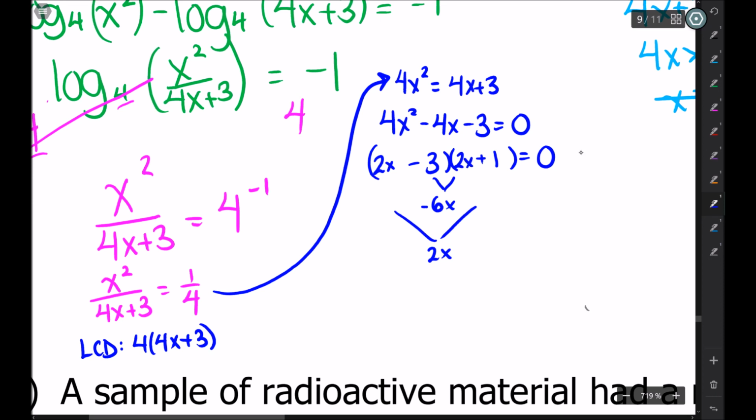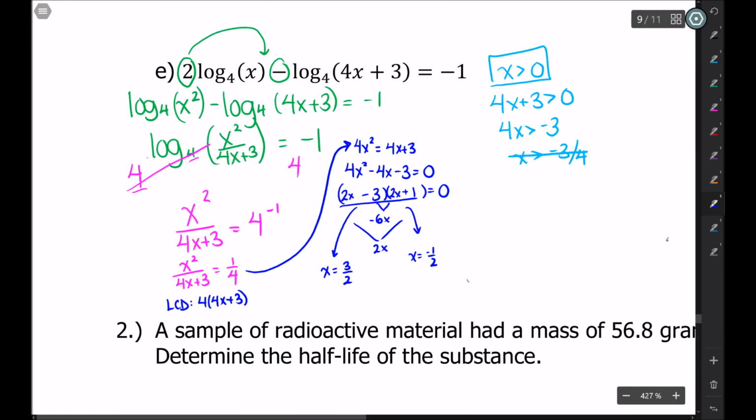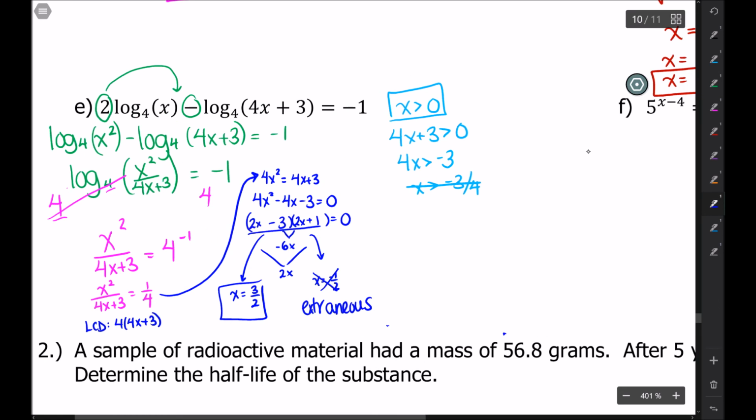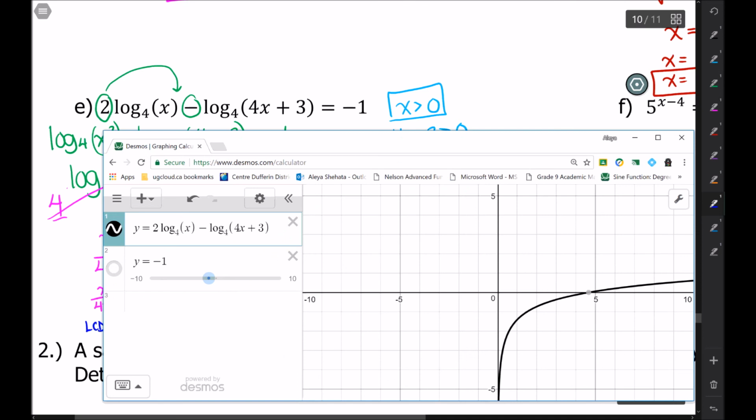Okay, so now that I've done that, I can say that for each answer right here, I've got x equals 3 over 2, and then here I've got x equals -1/2. But this -1/2 is extraneous because x has to be greater than 0. So this right here is extraneous because it's less than 0. Okay? So I just want to double check to make sure that this is the correct answer right here using Desmos.